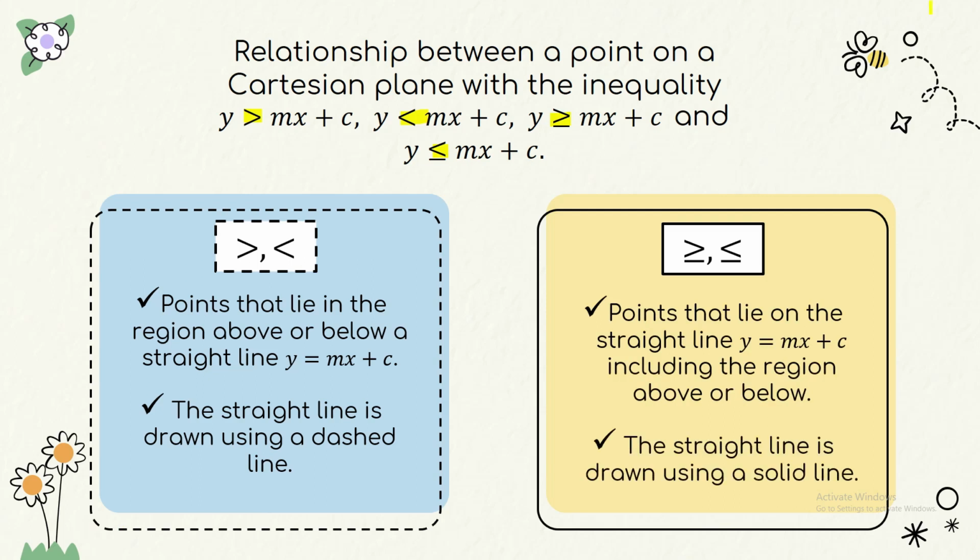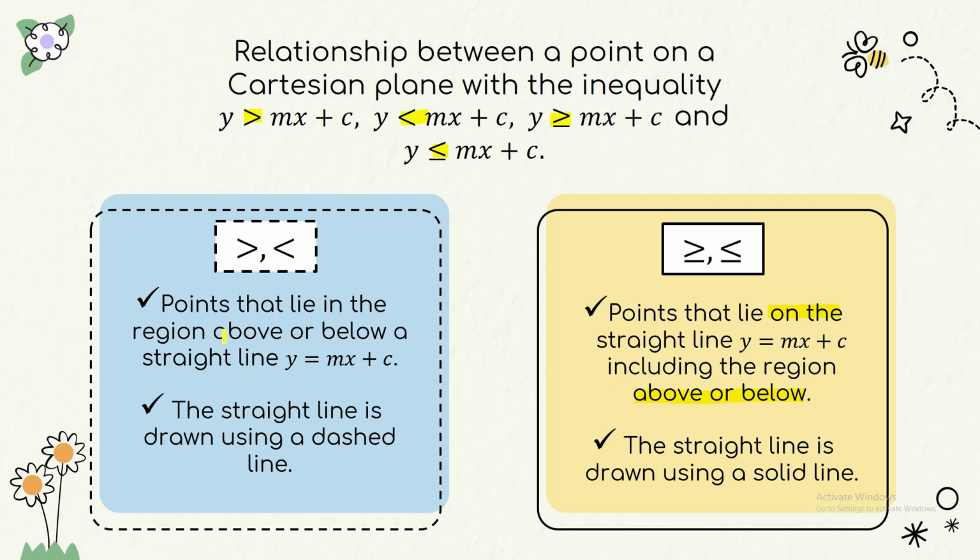And then the next one, we take a look at this sign, higher than or equal or lower than or equal. All the points will lie on the straight line, including the region above or below. And then the straight line is drawn using a solid line. A solid line is like this frame. Okay, solid line.